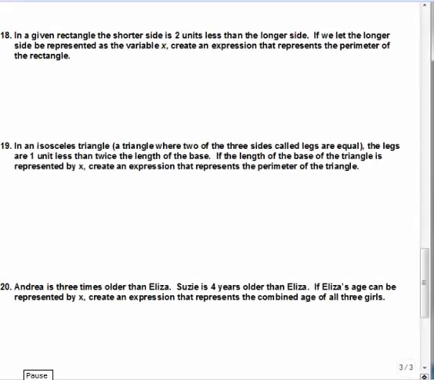All right, and some of these more contextualized problems are going to have some assumptions that you may know some things, so you may need a little assistance with these if you're not comfortable with some of these topics. But it says, in a given rectangle, the shorter side is 2 units less than the longer side. If we let the longer side be represented as a variable x, create an expression that represents the perimeter of the rectangle. So let's draw a picture first.